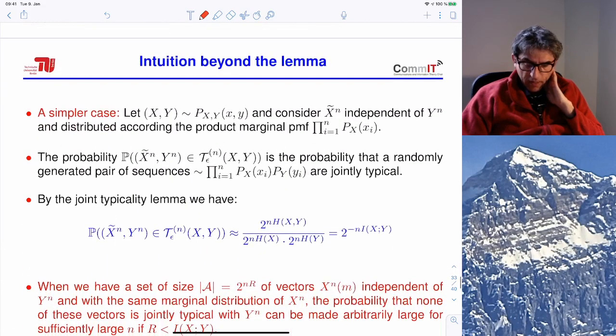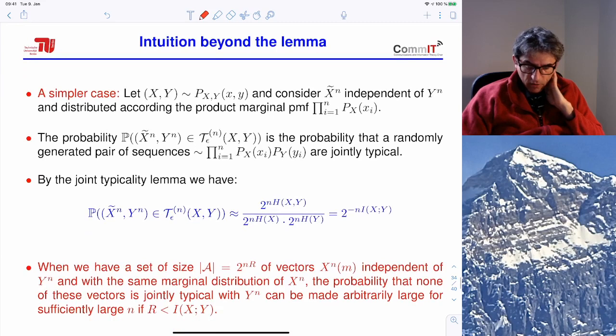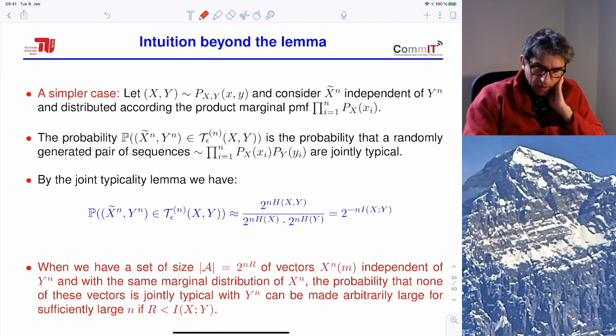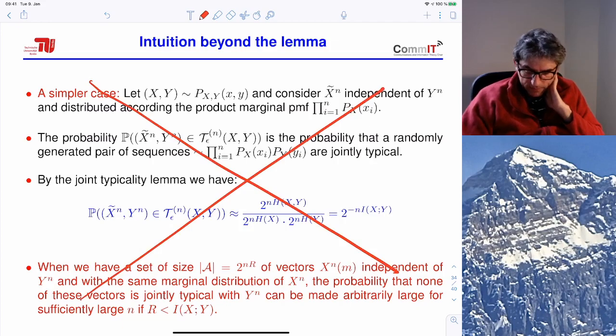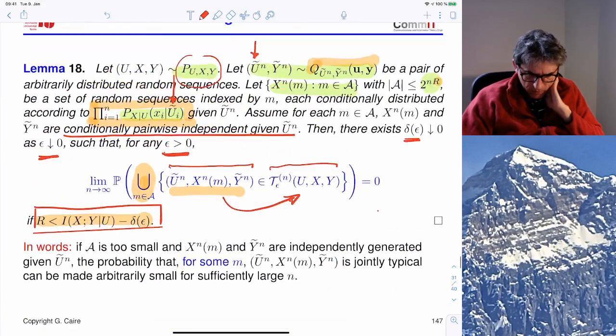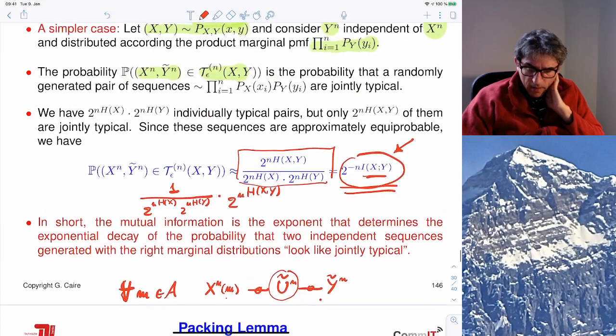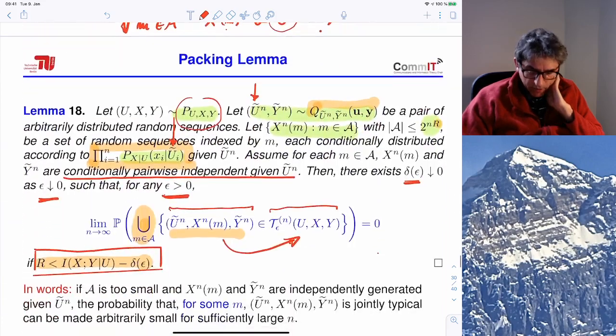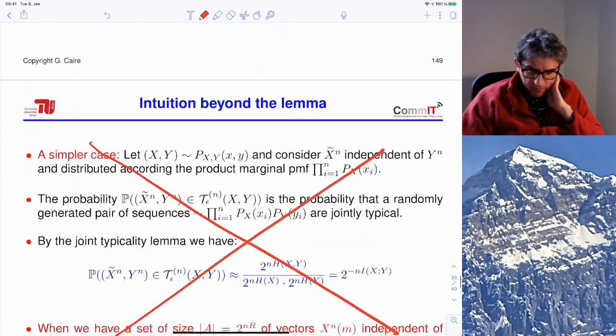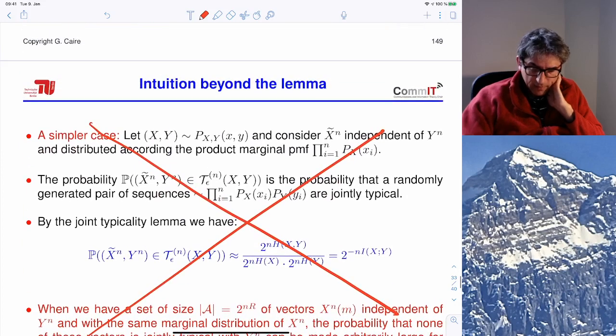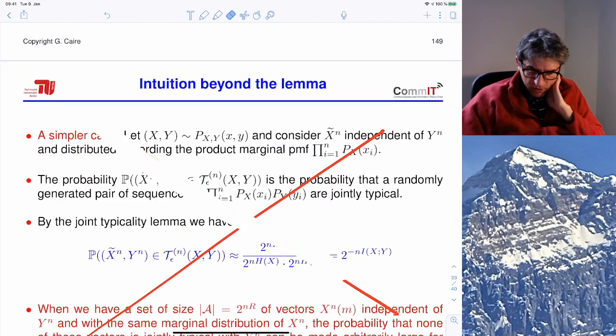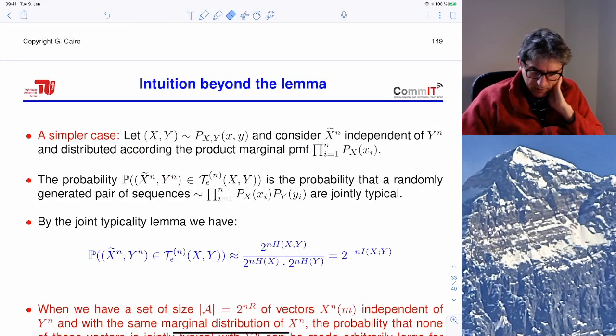The intuition behind the lemma is the following. Well, okay, that's a repetition of what I already said before. So, okay, I will take it away. Wait a second. What did I do? It's almost a repetition of what I said before. Okay, maybe I should just revise this slide.